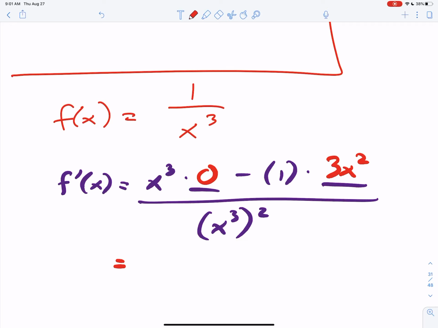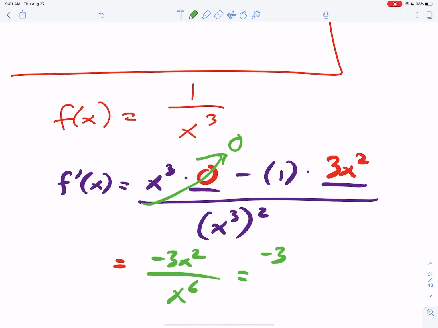Well, x cubed times 0 is going to go away, and I'm just going to have negative 3x squared at the bottom. If I square x cubed in the denominator, I'll get x to the 6. And if I clean that up, if I divide with the same base, I subtract my exponents, I'm going to get negative 3x to the negative 4th. Or if you reduce out 2 x's, you're going to get 4 left here. So that'd be negative 3 over x to the 4th.